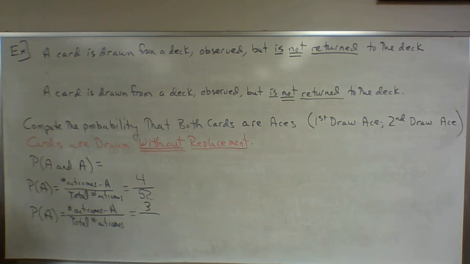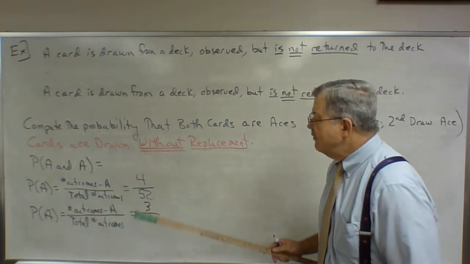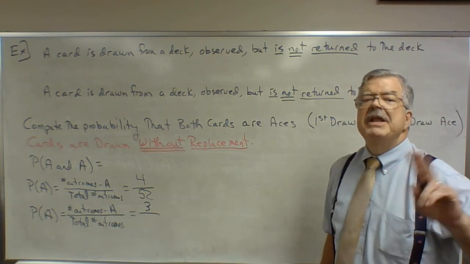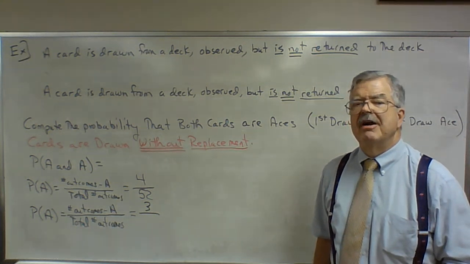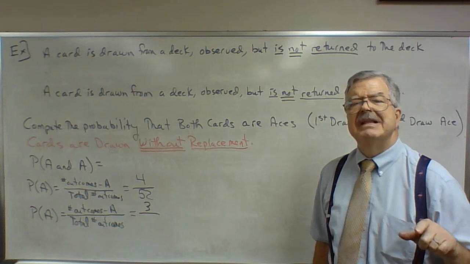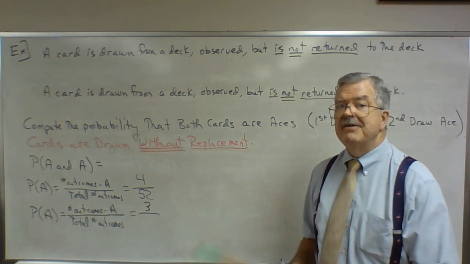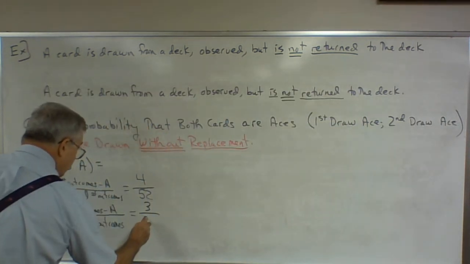And something else is different too. If we selected this first card, which was an ace, and we never put it back in the deck after we selected that first card, how many cards are left in the deck when we select the next card? There's only 51 cards left in the deck. Okay.